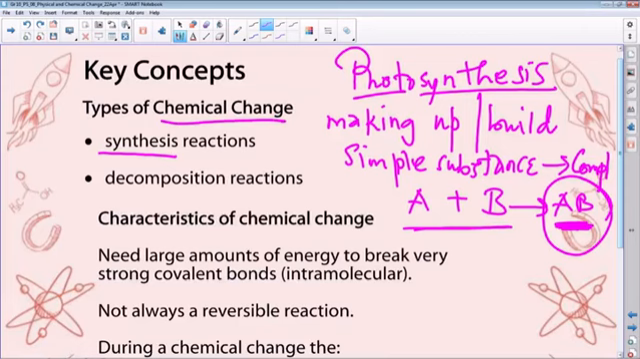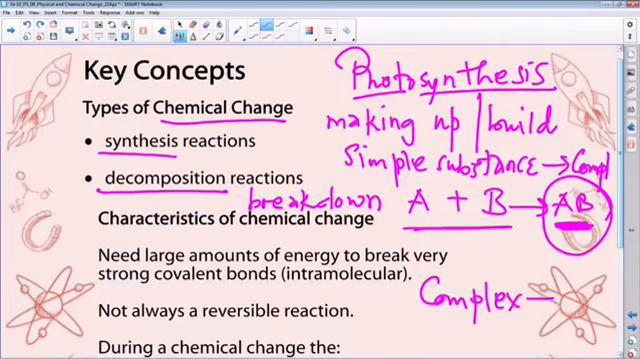Right. And also, we have what we call decomposition. The word decomposition means to break down. So here it means from complex to simple substances. From complex to simple, this will be a typical decomposition kind of reaction. So remember, the word reaction in this context refers to a chemical change.